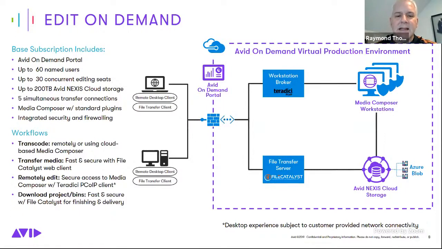You can have up to 60 named users inside of the instance, and then 30 folks can be using it at any one given time. And like I said earlier, you have up to 200 terabytes that you can actually scale to. And you also have multiple instances to be able to upload content from different places as part of the overall package. And then all of that is incorporating a variety of different security methodologies.